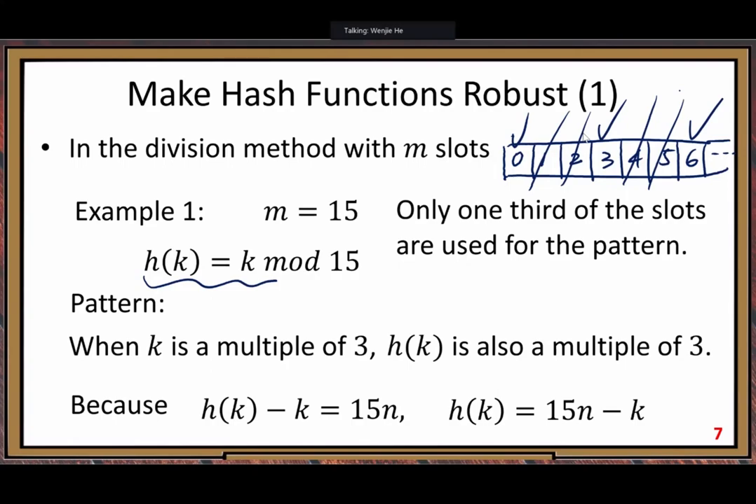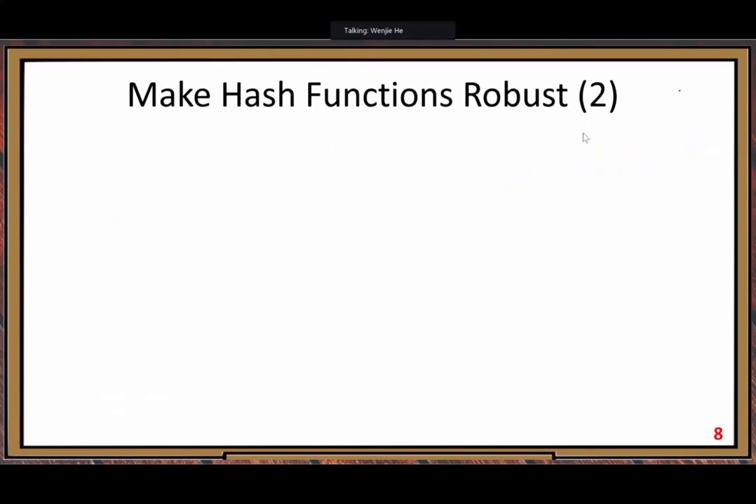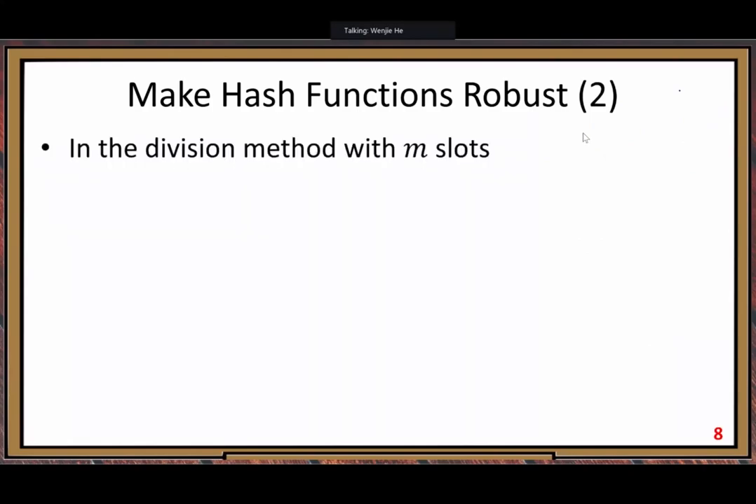Multiple of 5, but not multiple of 3, right? So here we assume k is a multiple of 3. If we assume k is a multiple of 5, then slot 5 can be used. So we want to have a robust function to break this pattern. This pattern easily breaks our hash function.